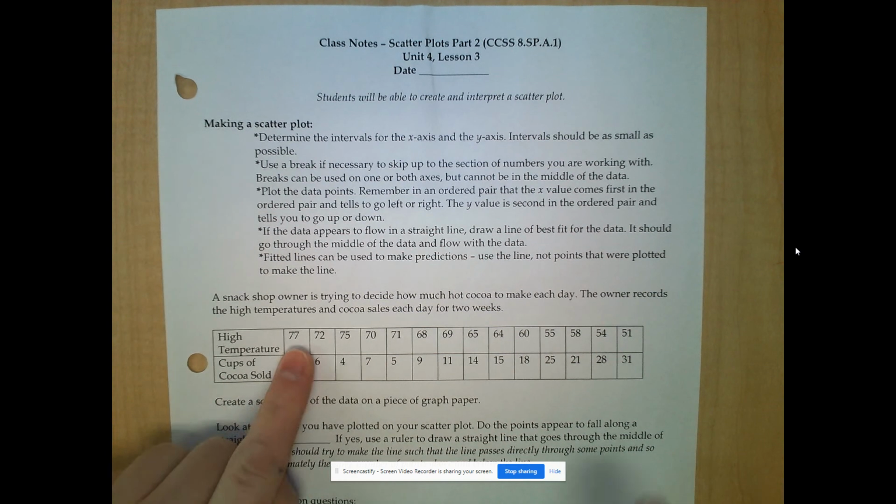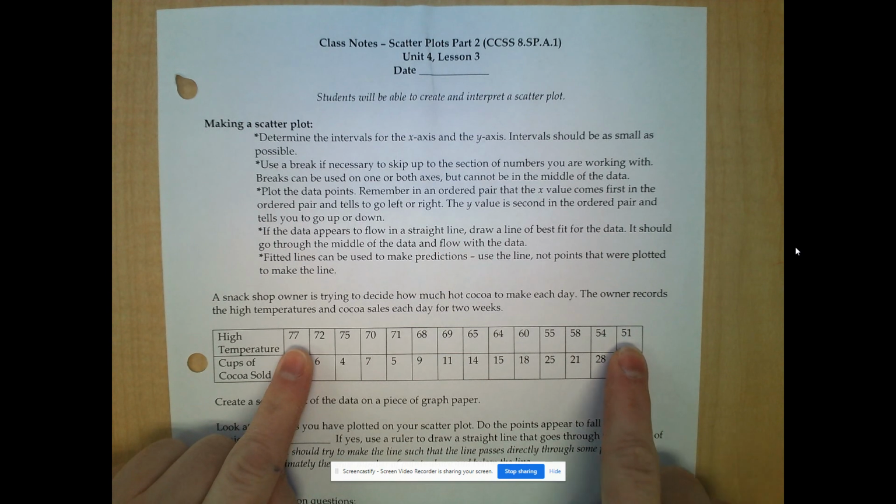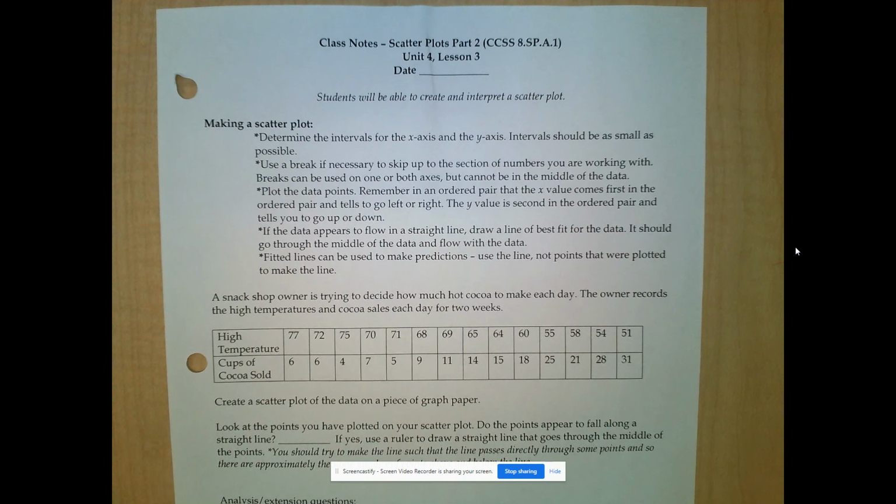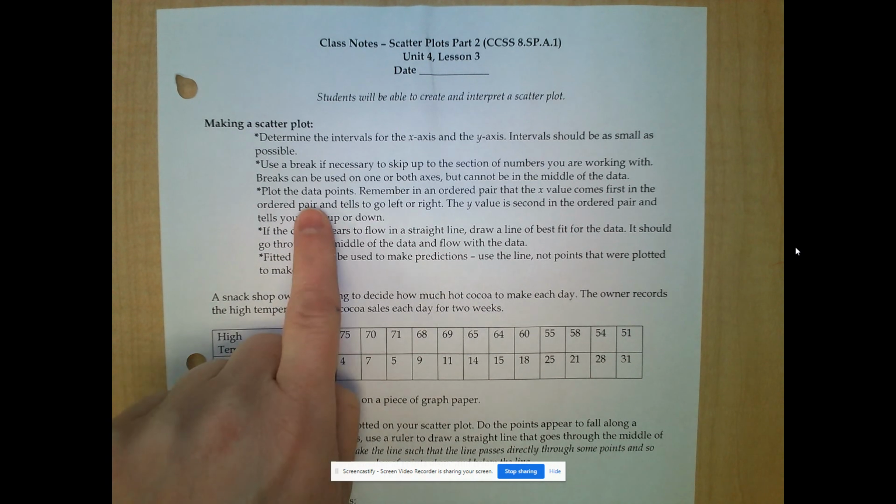So high temperature is 77 to 51. I don't need any of the numbers from 0 to 51. I might assign a break that skips from 0 straight to 50. But on this end, my low number is actually a 4, and then 5, 6, 6, 7. There's no reason to put a break for cups of cocoa sold because the numbers are so close to 0 anyway. Plot the data points.